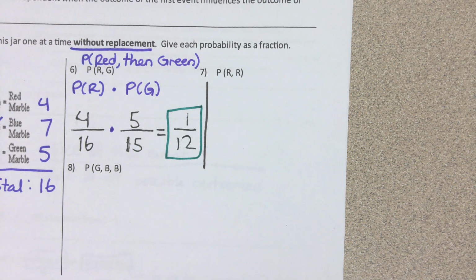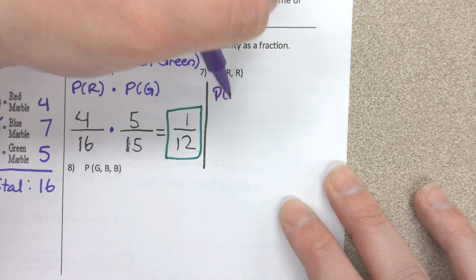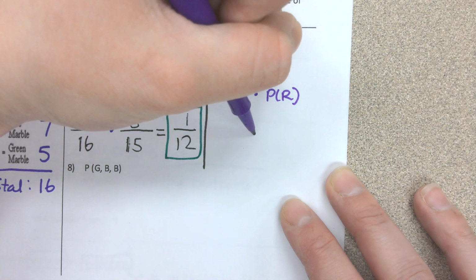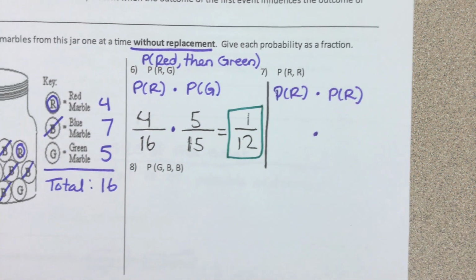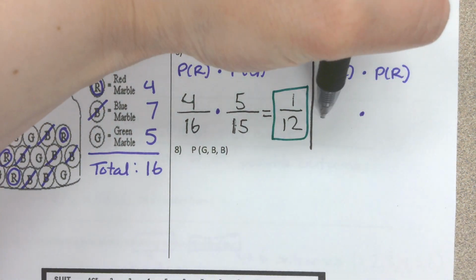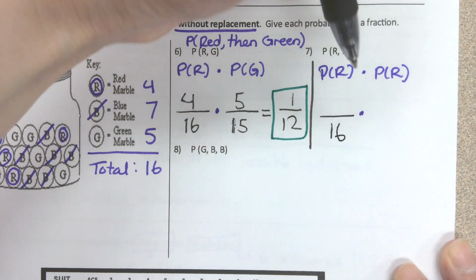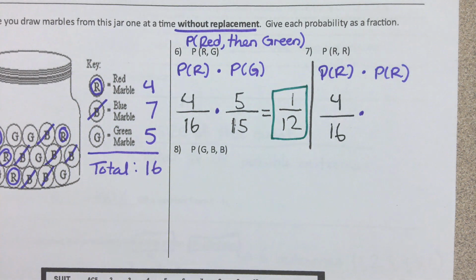Number 7, P of R, R. Probability of getting a red and then another red. First draw, new problem. I now have 16 marbles again. 16, 4 of them are red. I'm going to grab a red out. Again, we're assuming this is happening.